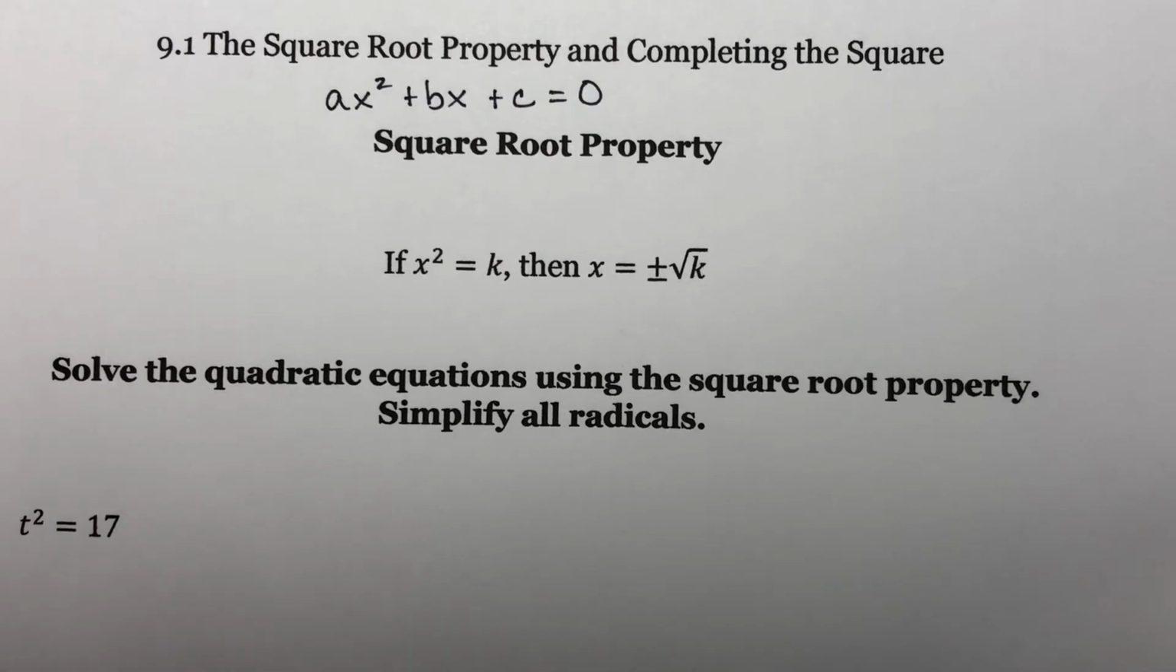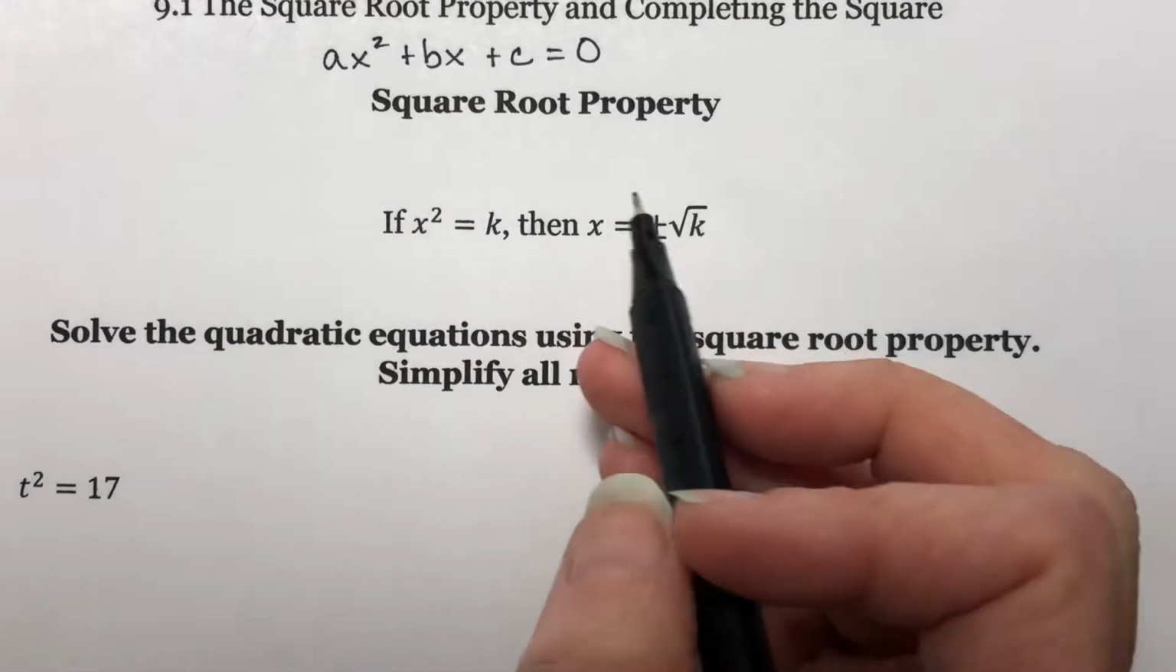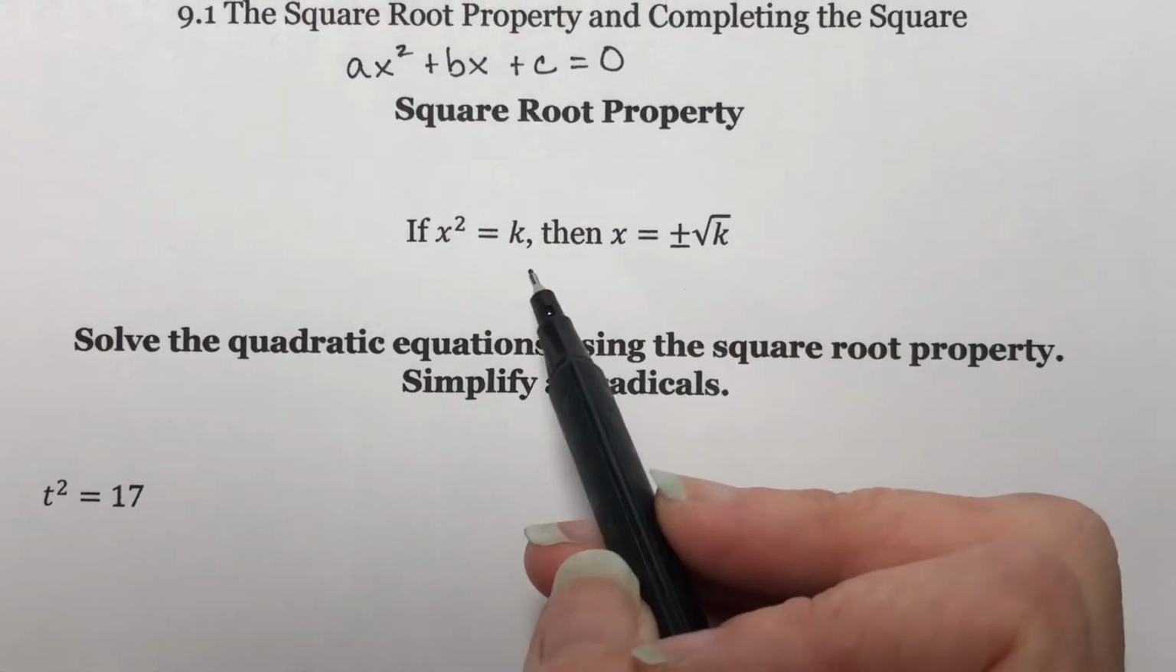What we're going to learn in this section are two properties or two methods for solving a quadratic that doesn't necessarily factor. So these two methods will give us those other kinds of answers. Now the square root property is probably the easiest of all these other methods.